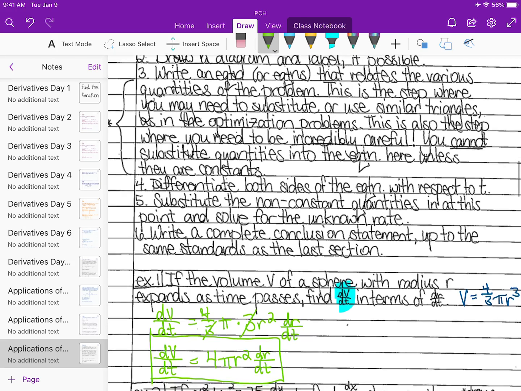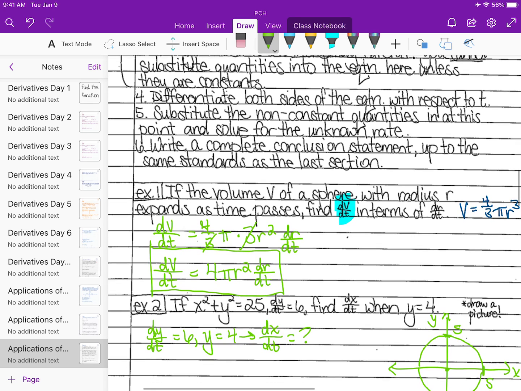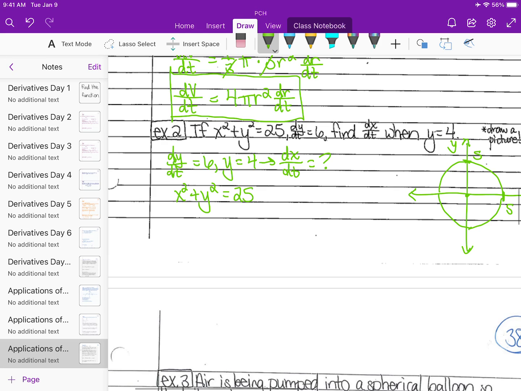Write an equation or equations that relate the various quantities of the problem. Okay, so actually, we're still not into the big, I don't need these steps yet. I don't know why I wrote them above these two problems. We could have done this problem last time also. So I'm going to take the derivative, and you might be tempted to do this with implicit. Okay, don't write this down yet. Oops, don't write this down.